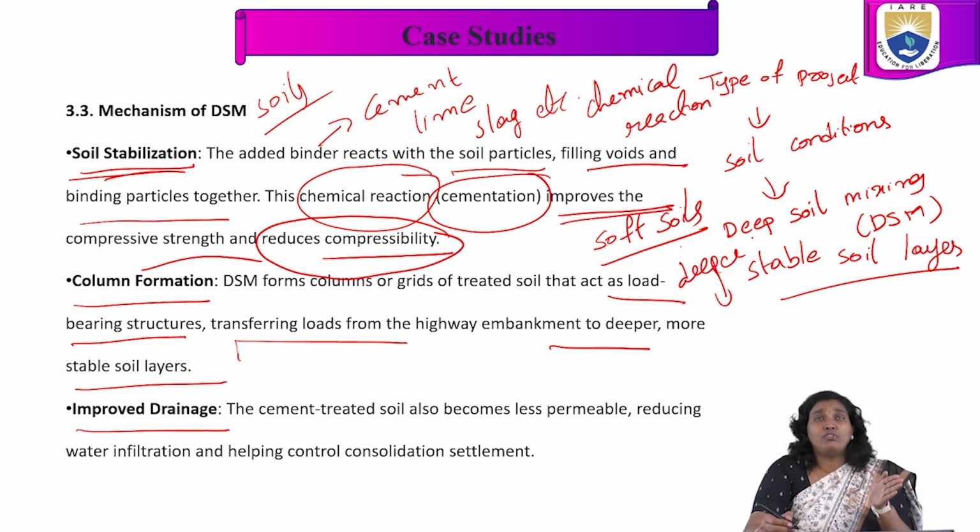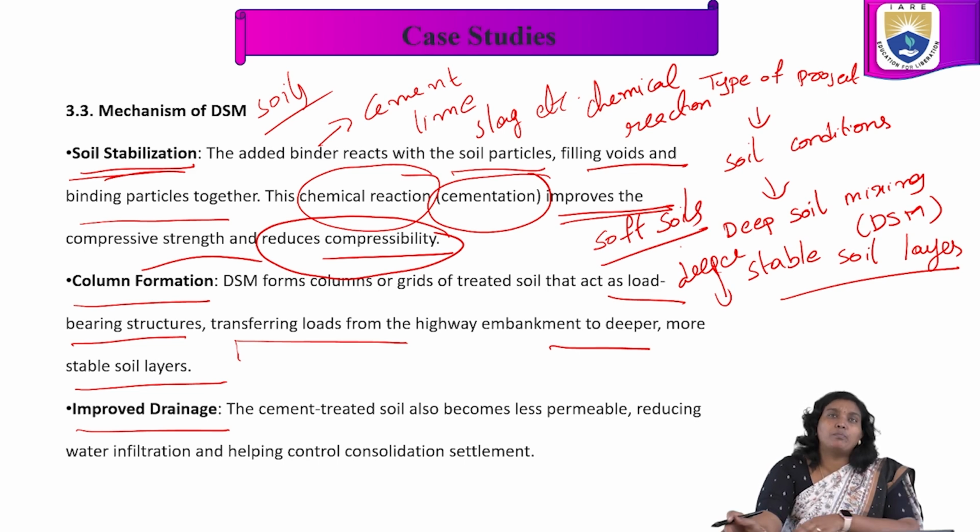So it is helpful for transferring the loads from the highway embankment to deeper conditions, and the load bearing capacity is also improved, as the soil acts as a load bearing structure. So this column formation mechanism is also involved in deep soil mixing.